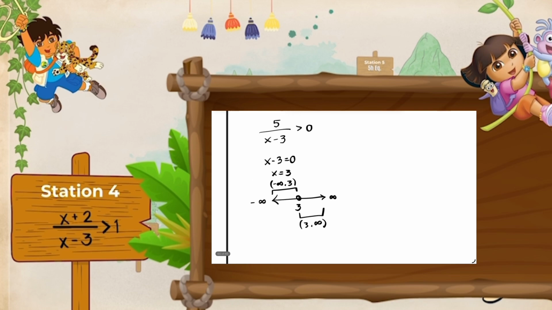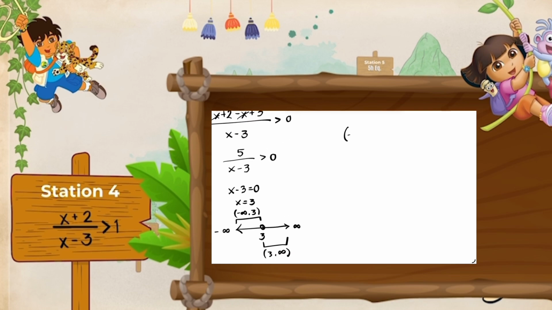First, we'll have the first ordered pair, which is negative infinity to positive 3. Let's choose the easiest, x = 0. Now let's change the x of this equation into 0. So 5 over 0 - 3 is greater than 0. We're left with 5 over -3. One positive and one negative means negative. And a negative number is not greater than 0, so it's false.